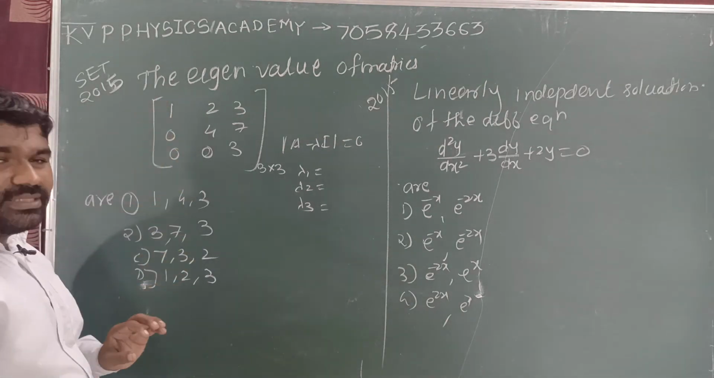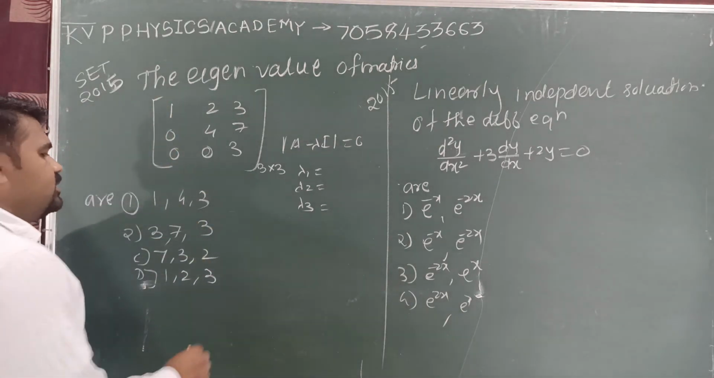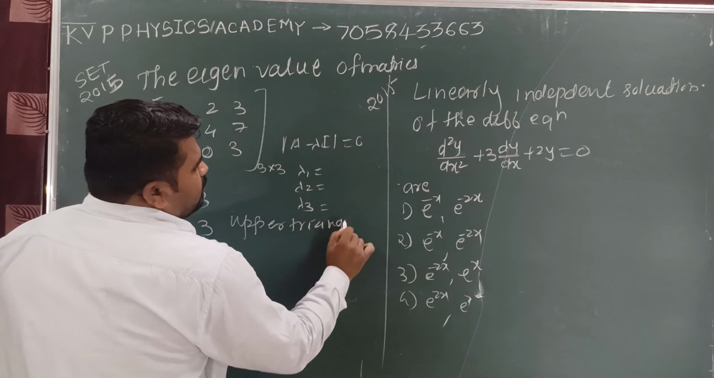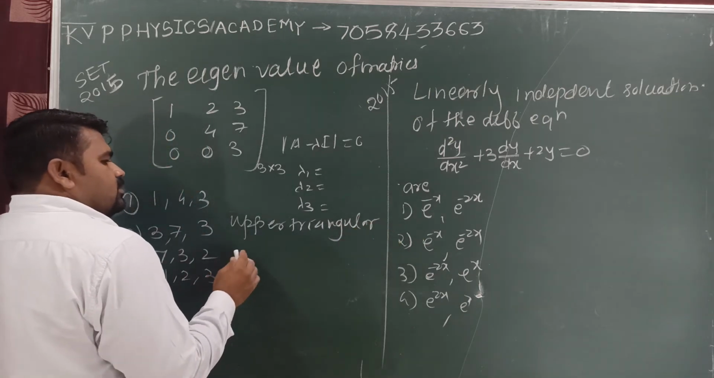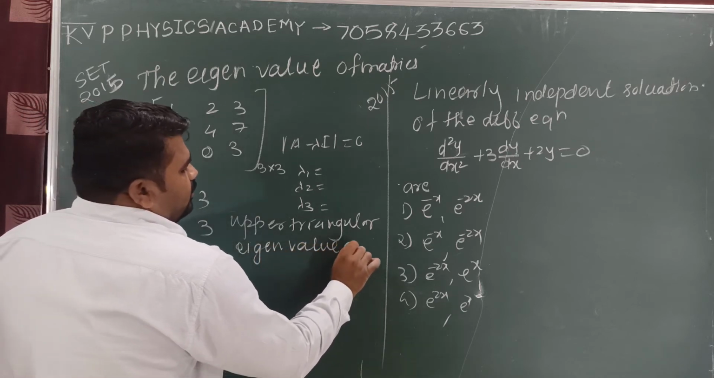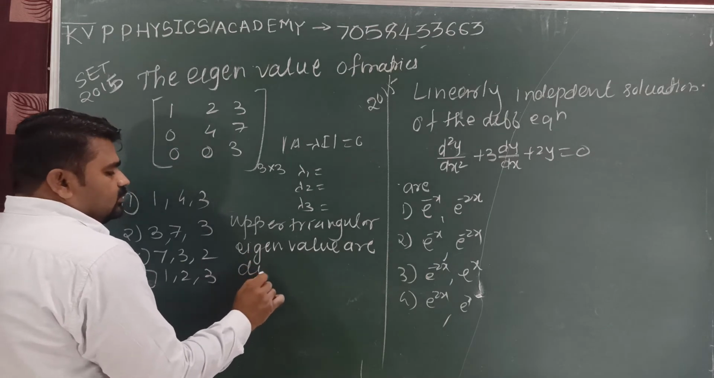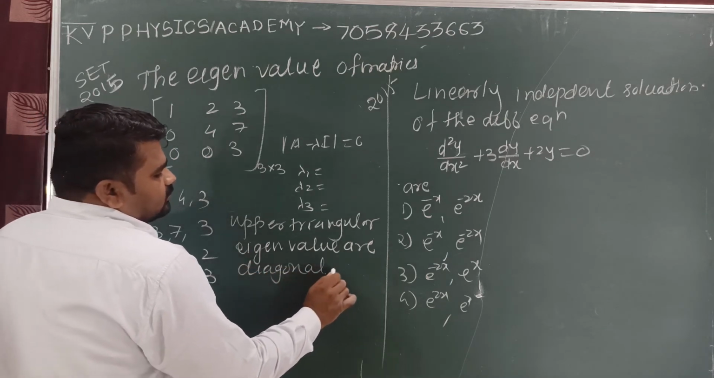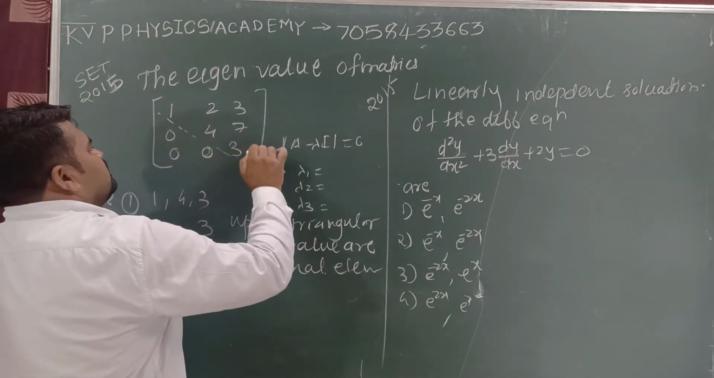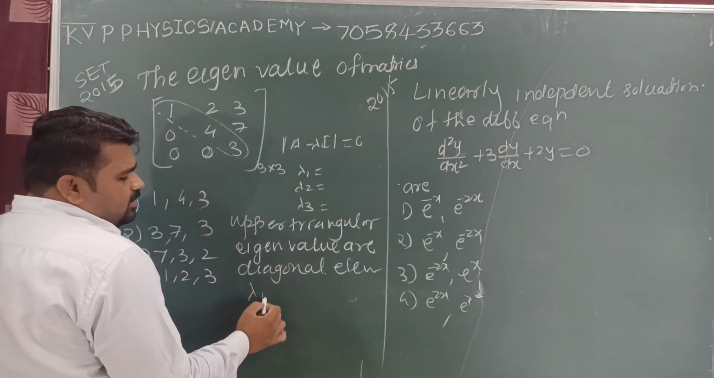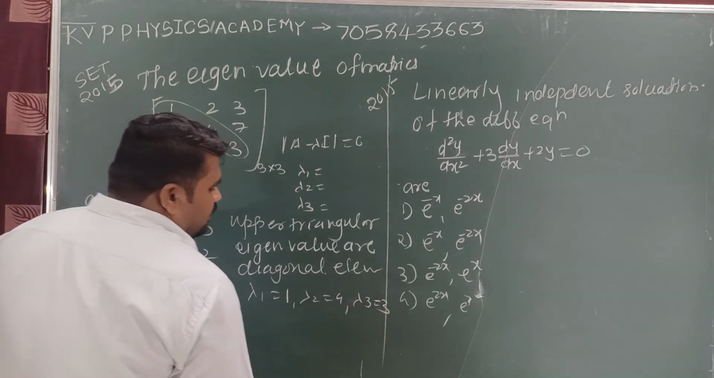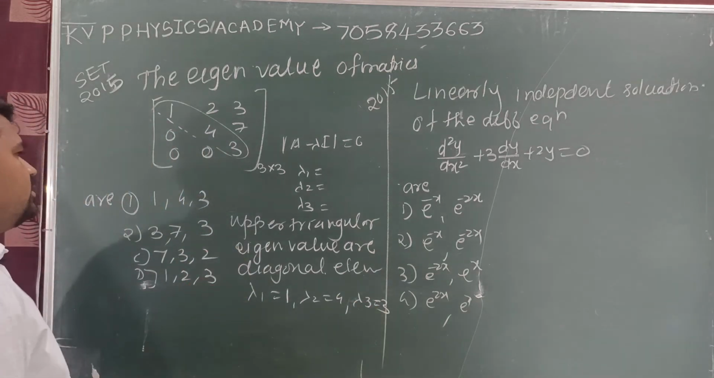Okay, but see, this one is an upper triangular matrix. For an upper triangular matrix, the eigenvalues are the diagonal elements. Okay, what are the diagonal elements here? The diagonal elements are these. Means what is the eigenvalue for this case? Lambda 1 is 1, lambda 2 is 4, lambda 3 is 3. Means 1, 4, 3 are the eigenvalues for this case.